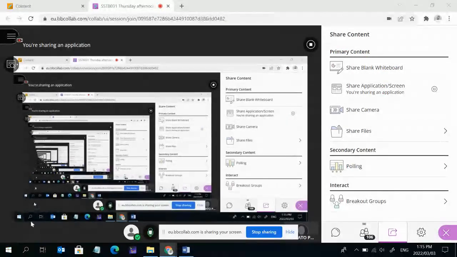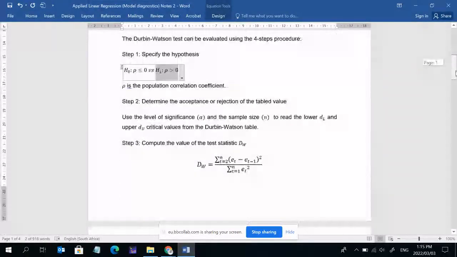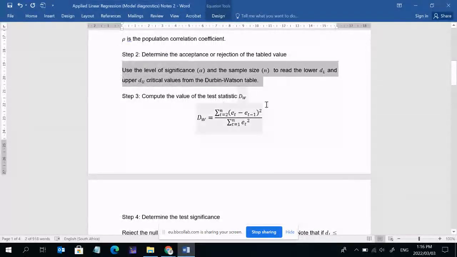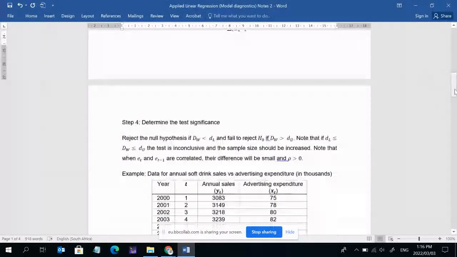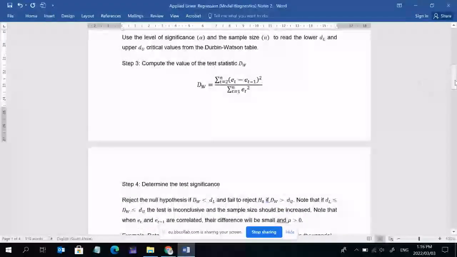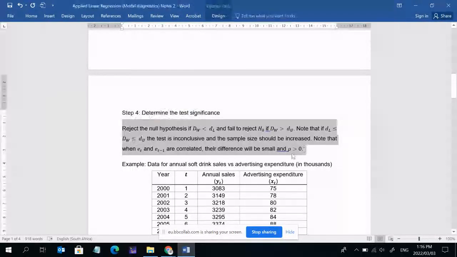Thank you. So now let's go back to the notes. So this is the null and the alternative. You will see how to get the value from the table, and this is the test statistic formula, and this is how to conclude.